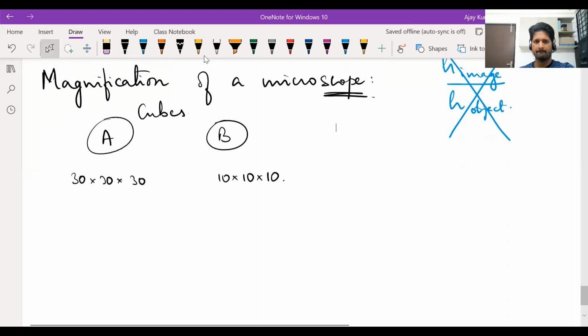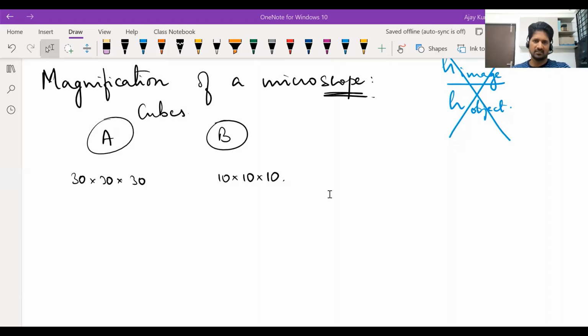Sir, can you repeat your question once? I already repeated. A and B are two cubes having these dimensions. Does that mean A always appears bigger than B? Yes, sir, because its dimensions are bigger. But again, it depends on where it's placed. Consider all those factors and give your answer. Does A always appear bigger than B? Yes, sir. Always. No, not always. Okay, fine. Correct, correct.